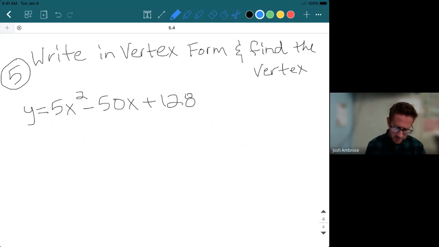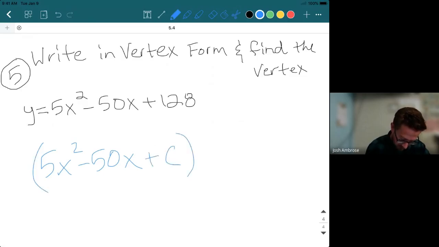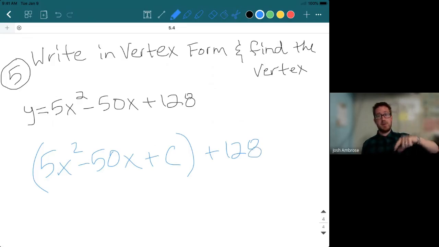The first thing we're going to do is we're actually going to separate a and b from the c value that they gave us. Okay, so you're going to have 5x squared minus 50x. Then we're going to leave a space plus c. Separate that, and then off to the side we have the old c value that we can't forget, but we're not going to use it here because we're looking to create a perfect square trinomial.